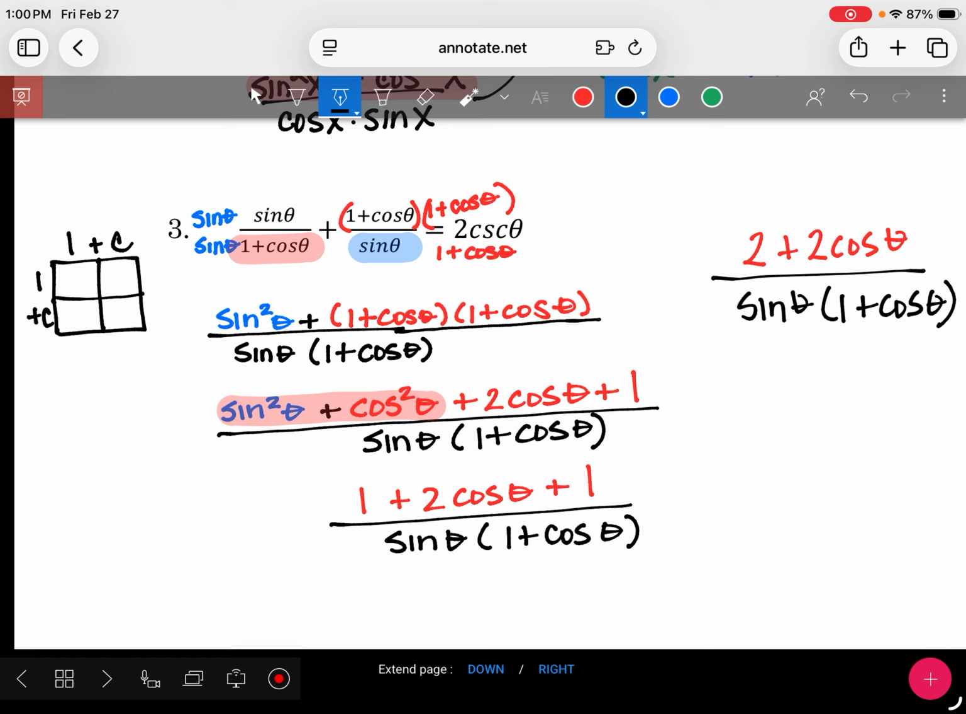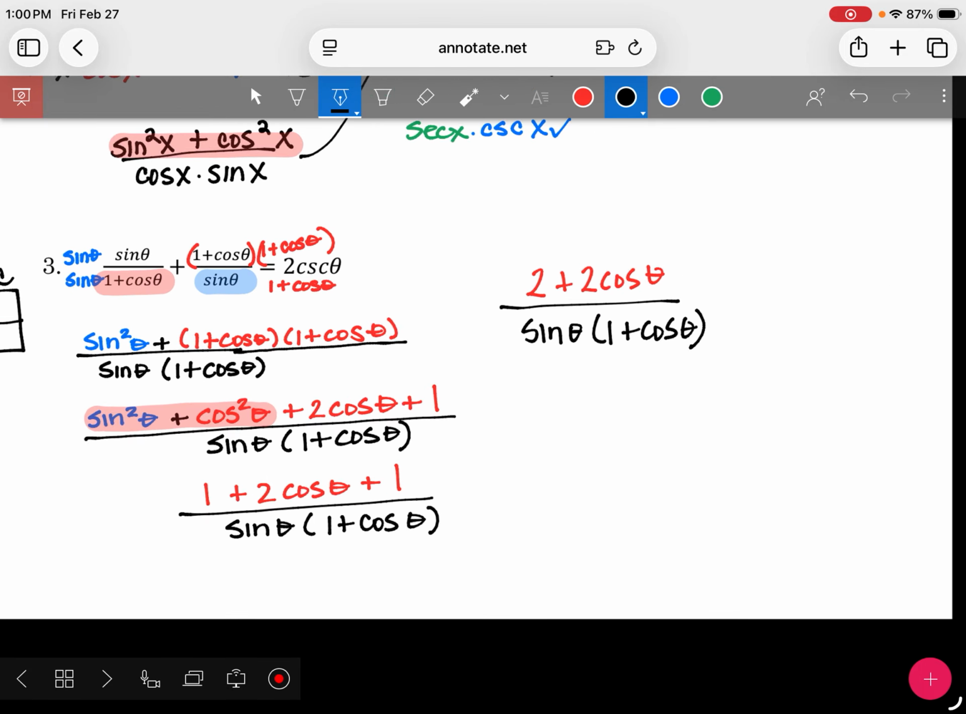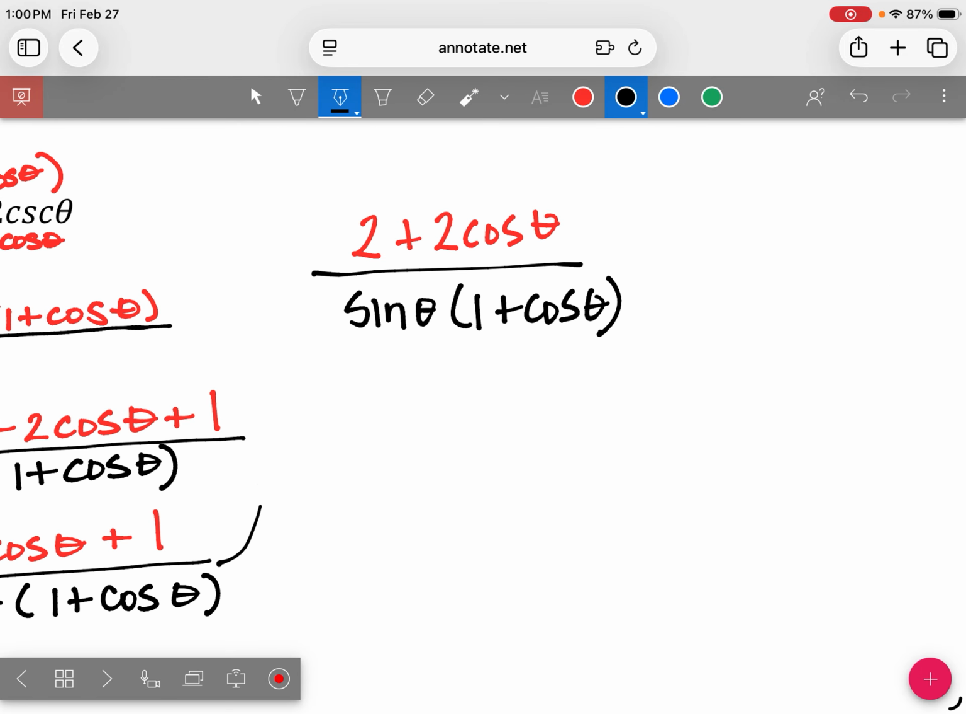Okay. Now this is kind of where it gets a little icy because I don't know if you all recognize the next move, because the next move is an algebra 1 move. And it's 3 letters. And it's the first step of factoring. GCF. Do we have a GCF in the numerator? Yes.